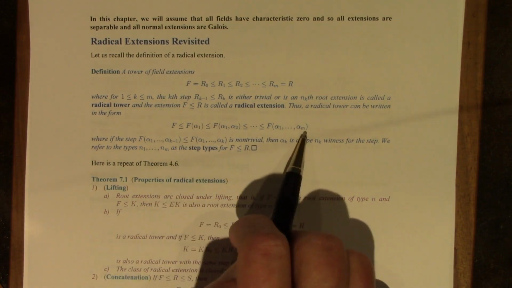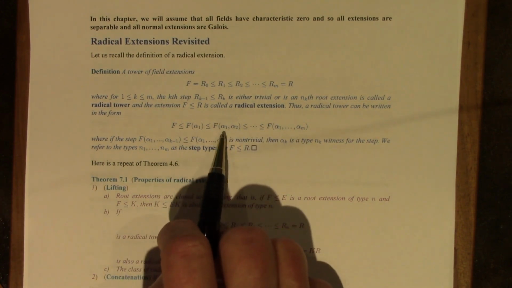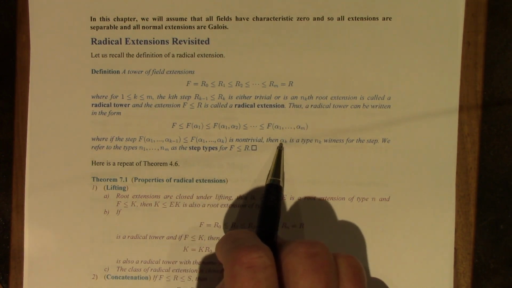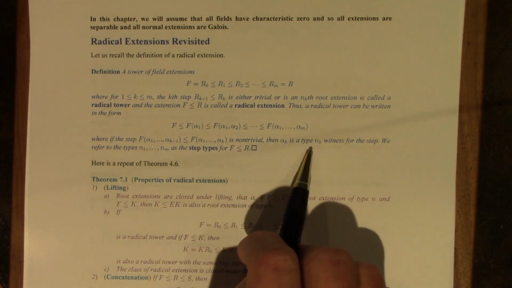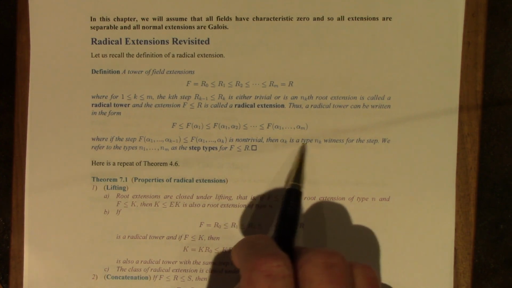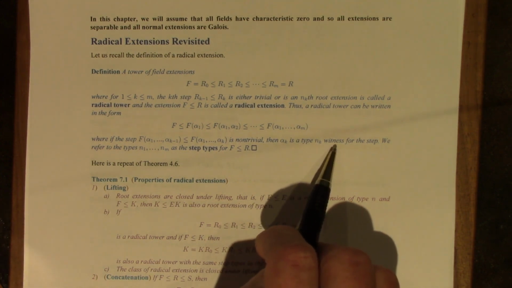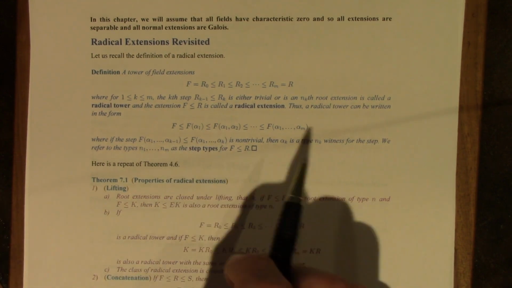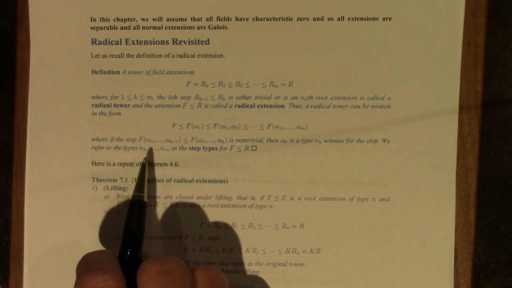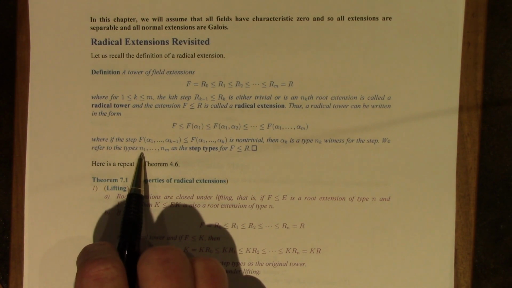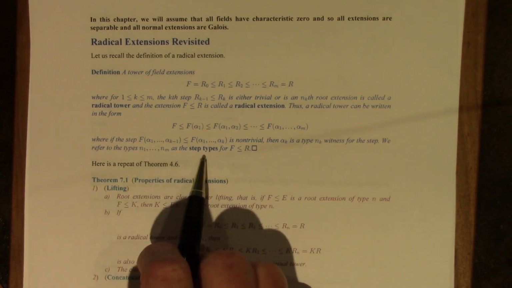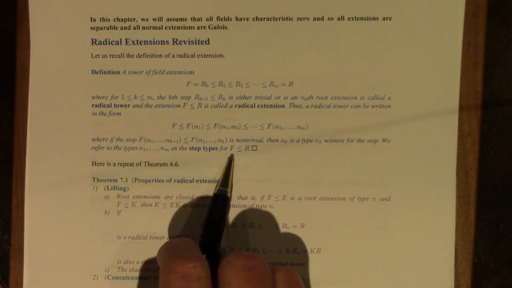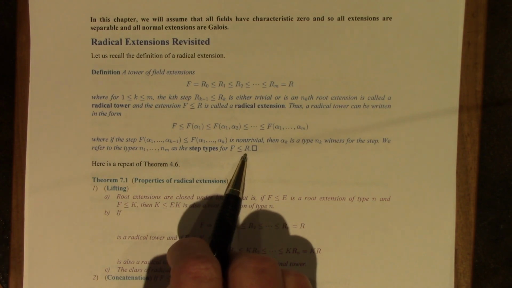Another way to express a radical tower is in this form. At each step we adjoin an element alpha sub k of type nk. It's a type nk witness for the step. These are for the non-trivial steps. And I'm going to refer to these types n1 through nm as the step types for the extension FR.